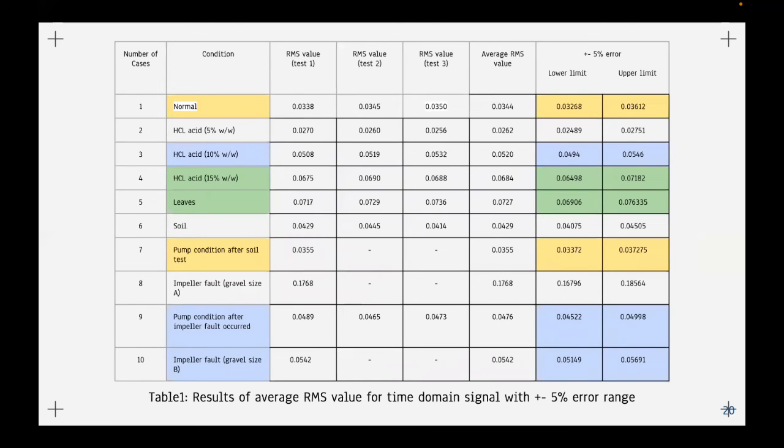Table 1 shows the result of average RMS value for the time domain signal with plus or minus 5% error. The same highlight color in the table indicates the cases that have overlapping values with each other, with case 1 overlapping with case 7, case 3 with cases 9 and 10, and case 4 with case 5. So there is a need to adopt other approaches to feature extraction as well.